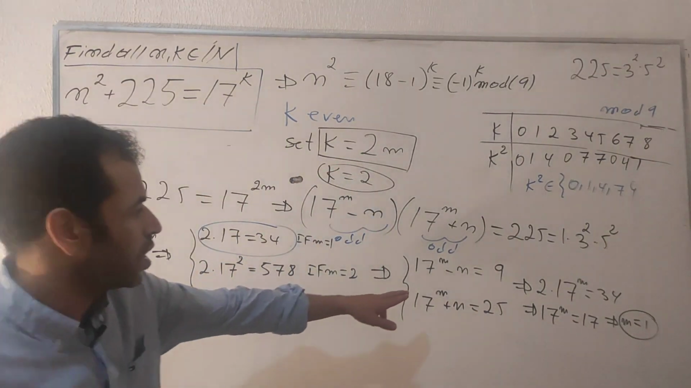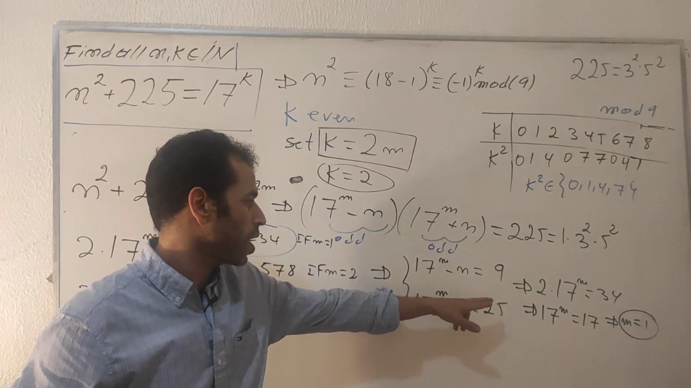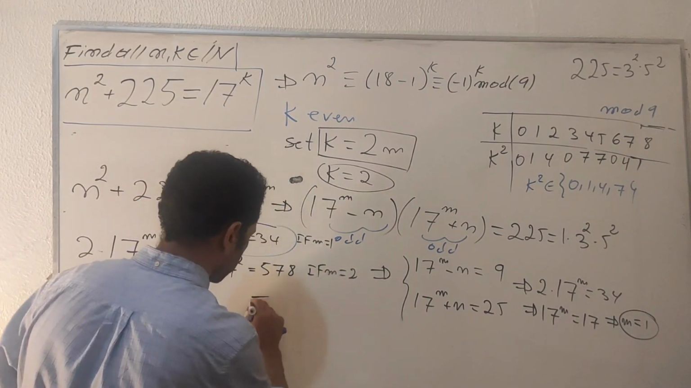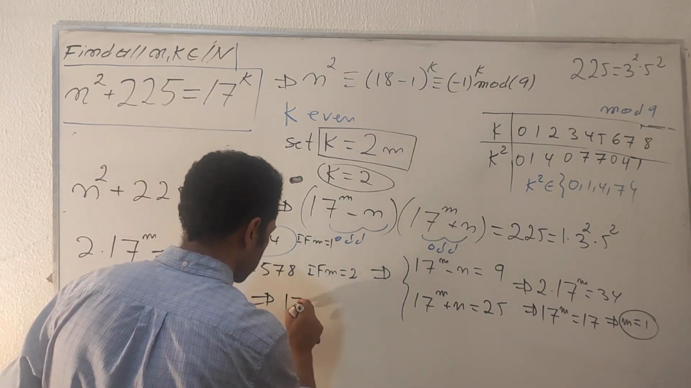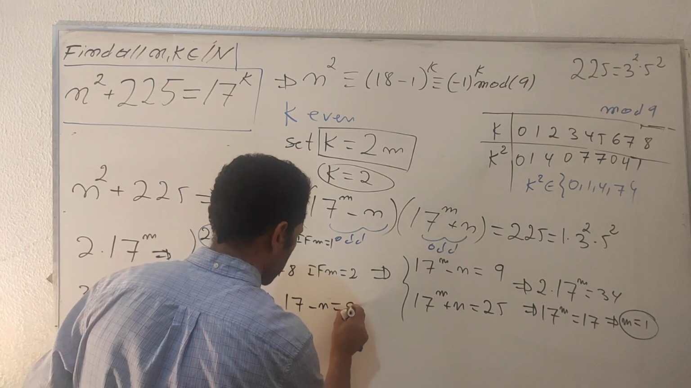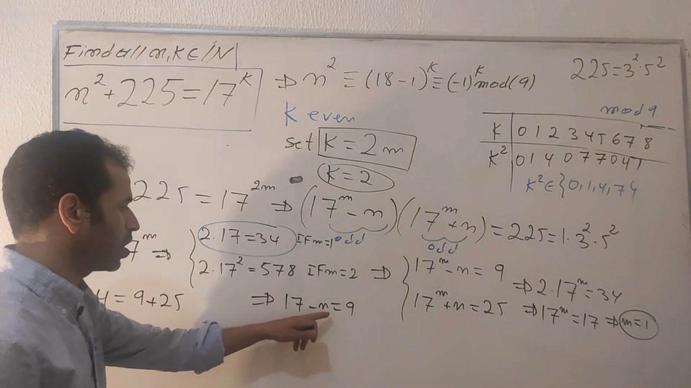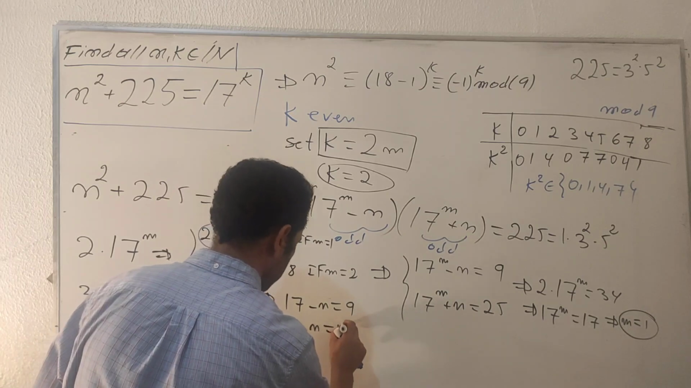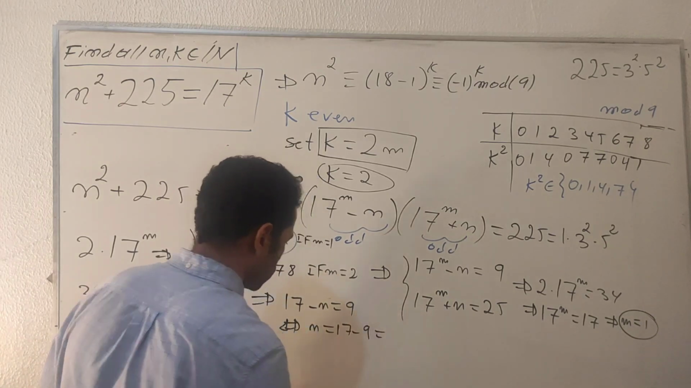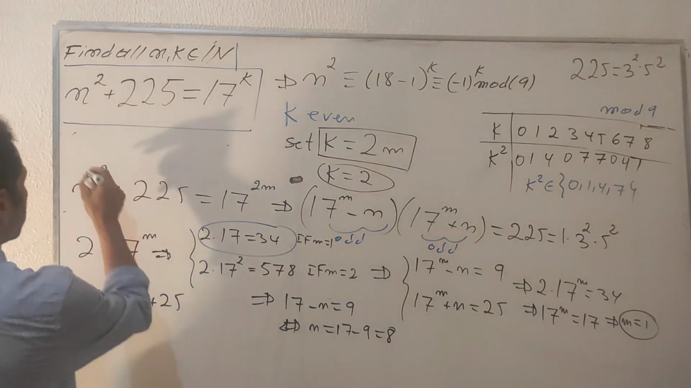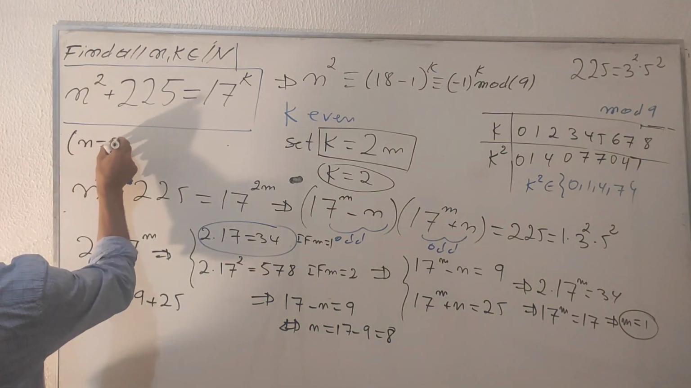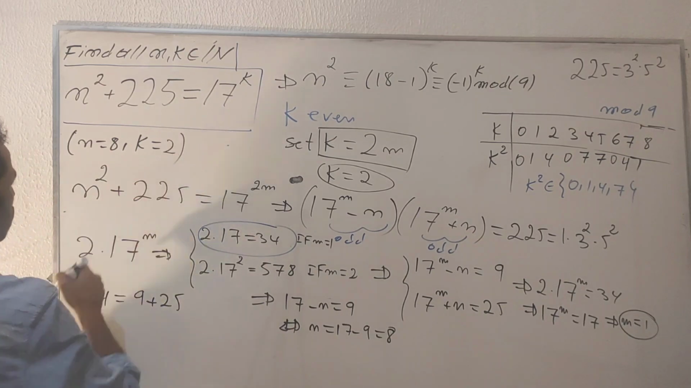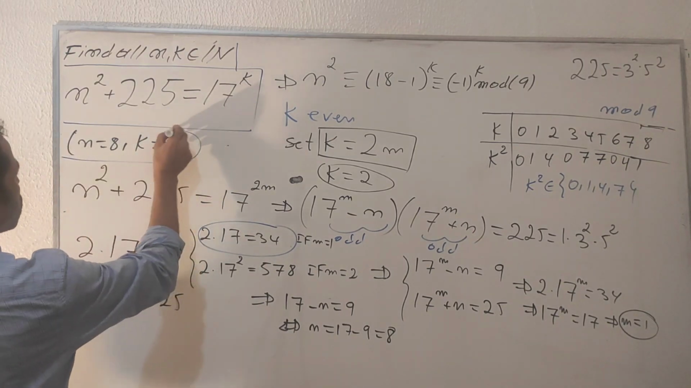So in order to find n, I'm simply going to plug m into this one. I get here 17 minus n equals 9. Moving over 9 to the left and n to the right, I will end up with 17 minus 9, which equals 8. So I get the solution n equals 8 with k equals 2. This is the only solution that I found.